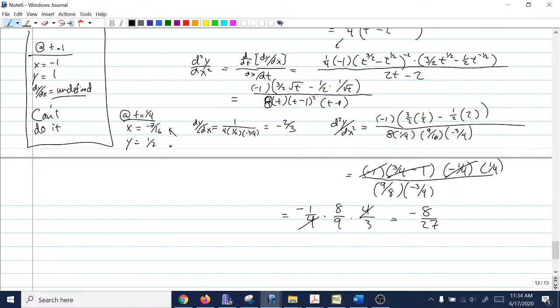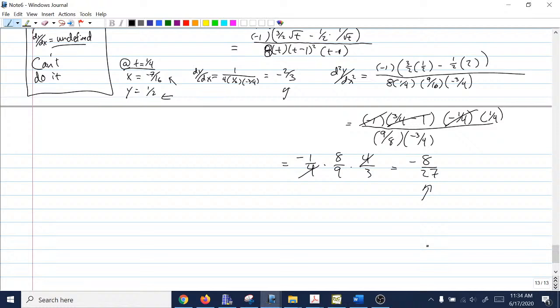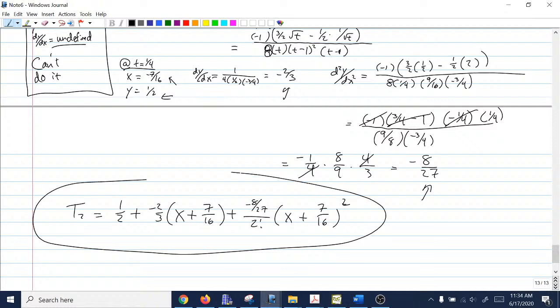I got this, I got this, I got this, I got this. This is the one we can actually do. So our Taylor polynomial at this point is the y value, plus dy dx times x minus the x value, plus d squared y over dx squared divided by 2 factorial, times x minus the x value squared. Cool.